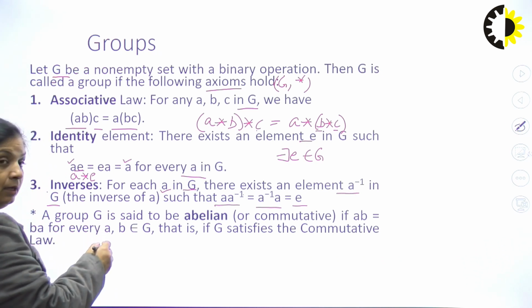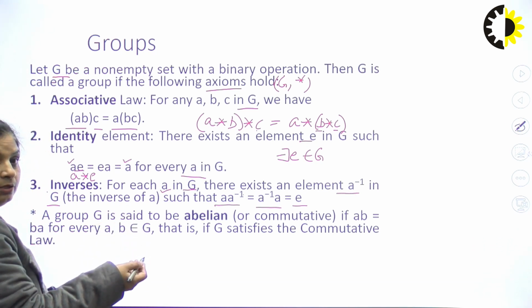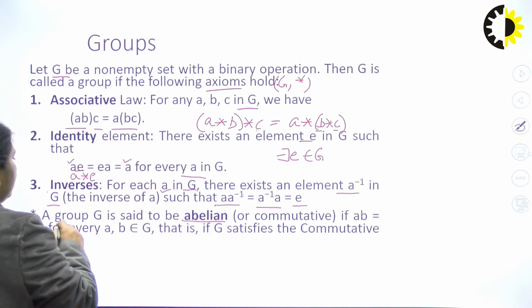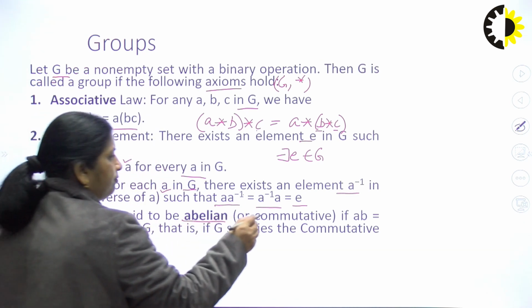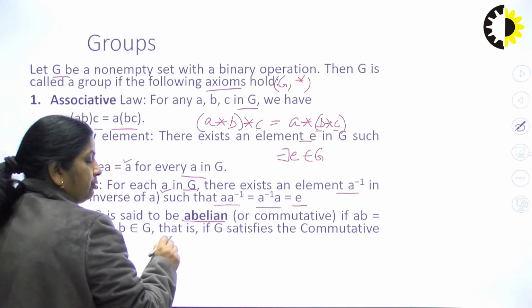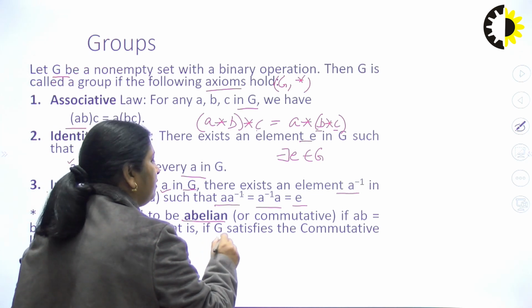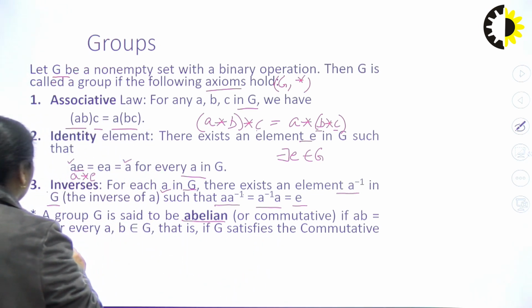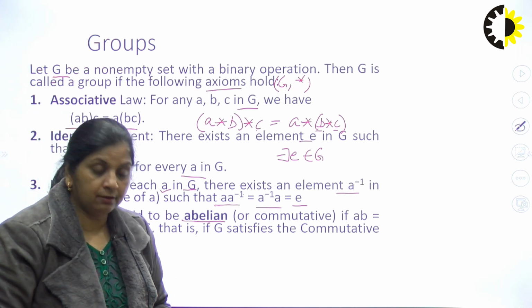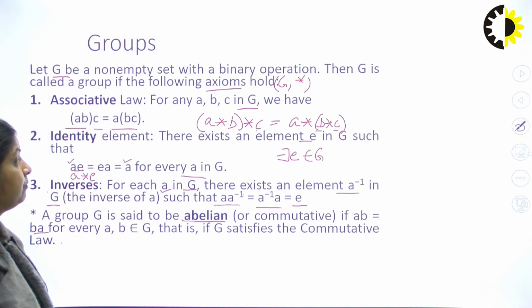And above all, if commutativity also holds, then we call the group abelian. A group G is called abelian if ab is equal to ba for every a, b belonging to G. That is, if G satisfies the commutative law. So these are the requirements to form a group.